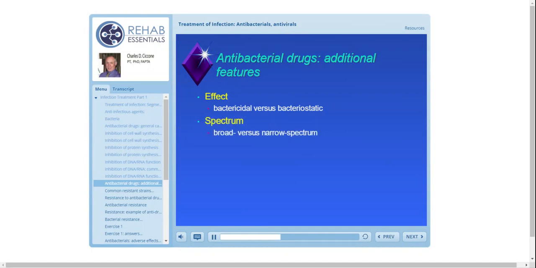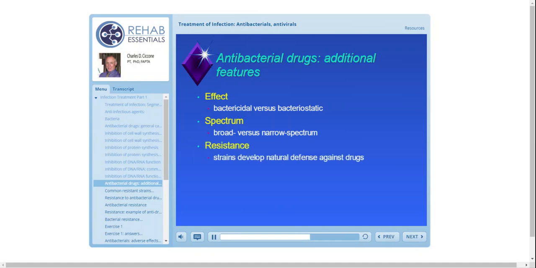Another issue is the spectrum. We often hear the term broad-spectrum antibiotic or antibacterial, which means, of course, that it will be effective against many different kinds, or maybe an entire type of bacteria, like all the gram-negative bacteria, all the gram-positive bacteria, versus the narrow spectrum that, by definition, is much more targeted for a specific type of bacteria.